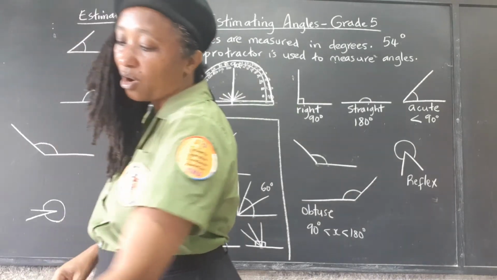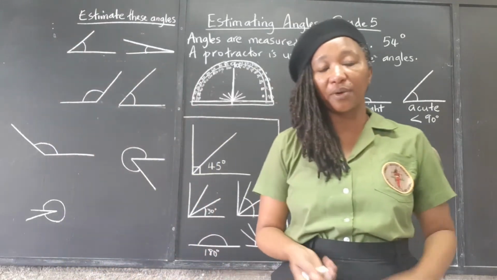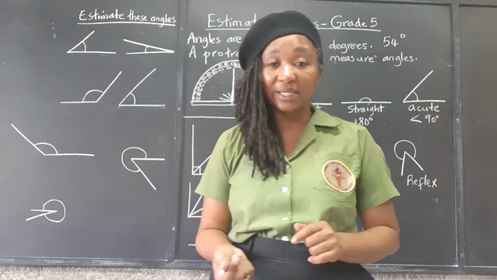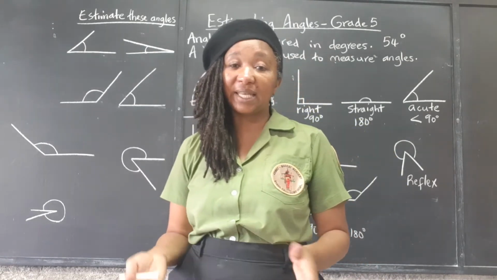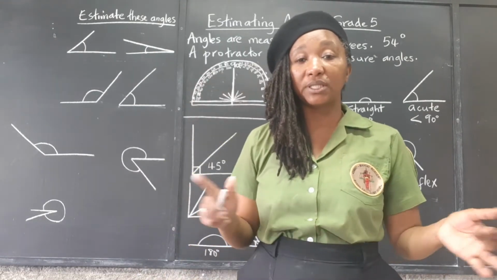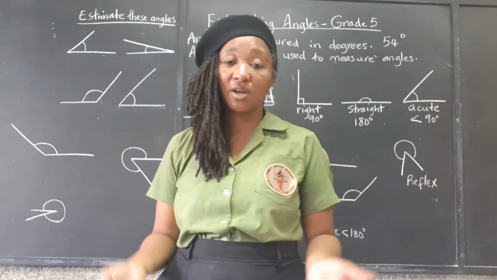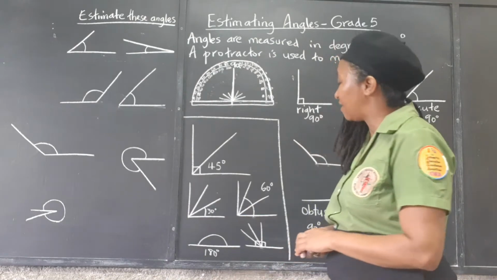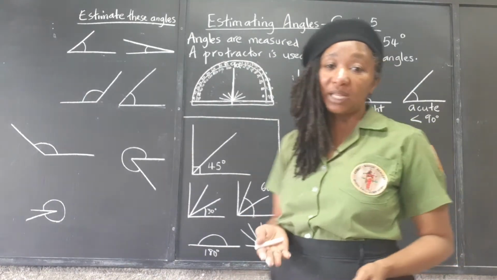But today we're not going to be using the protractor. We're not going to get accurate angles. We're going to be estimating angles and saying whether they are acute, obtuse, reflex, right, straight, and so on. So let's look at the definition then of what these angles are.